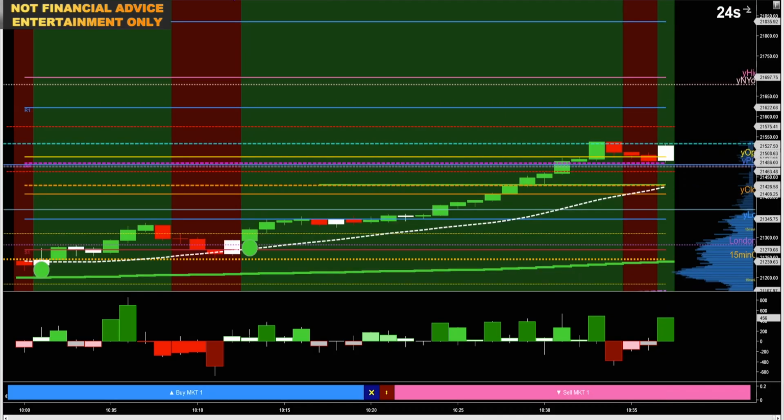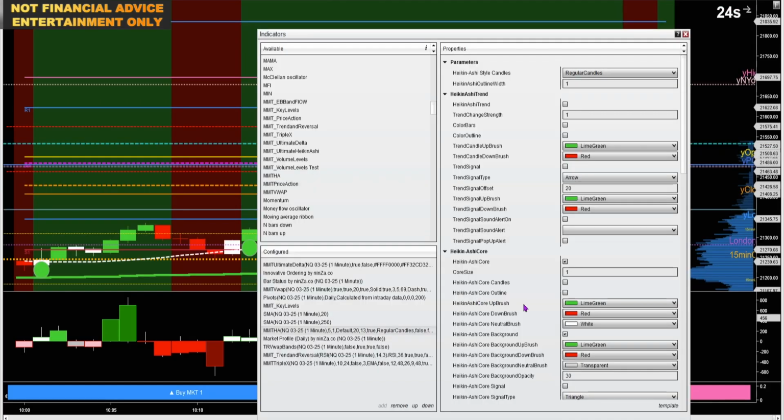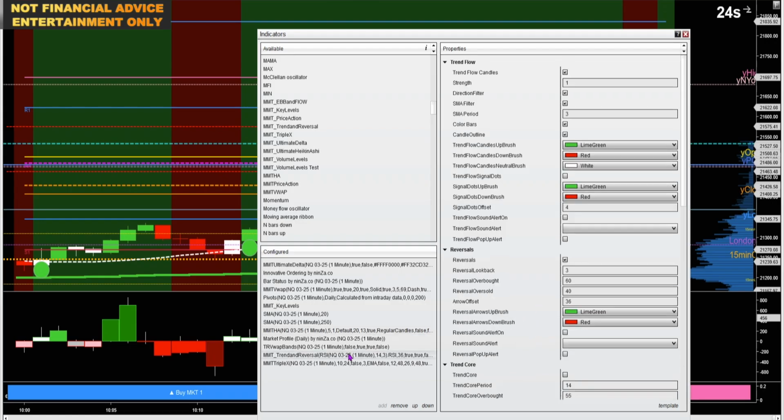So let me show you some of the settings here. For the MMT Heikin Ashi, all I have enabled is the Heikin Ashi core, the default core size of 1. Got it painting the background. For the MMT trend and reversal, I've got the trend flow candles activated, a strength of 1, got the directional filter on, I've got the SMA filter on, SMA period of 3, got the bars and the outline enabled. I also have the reversals enabled.